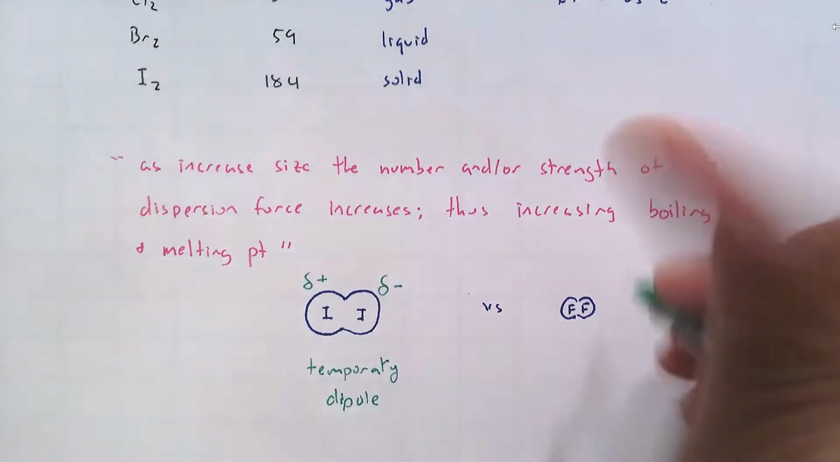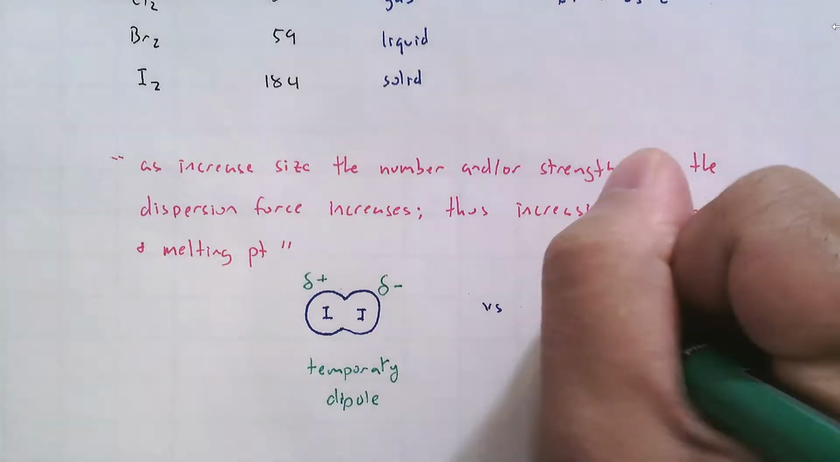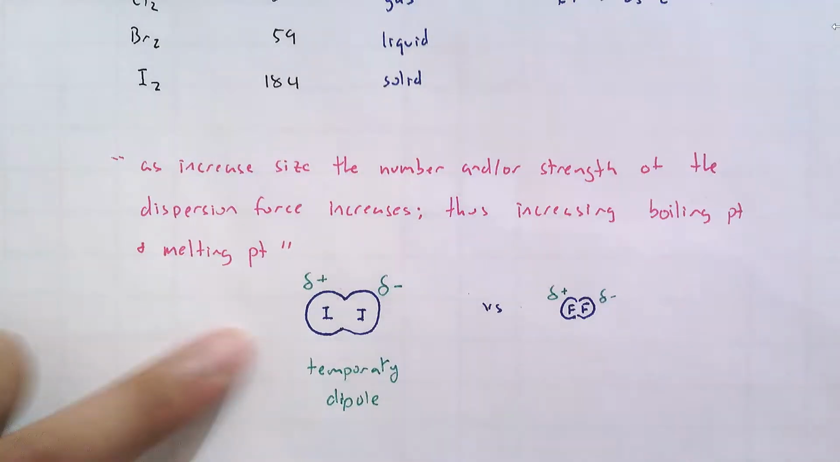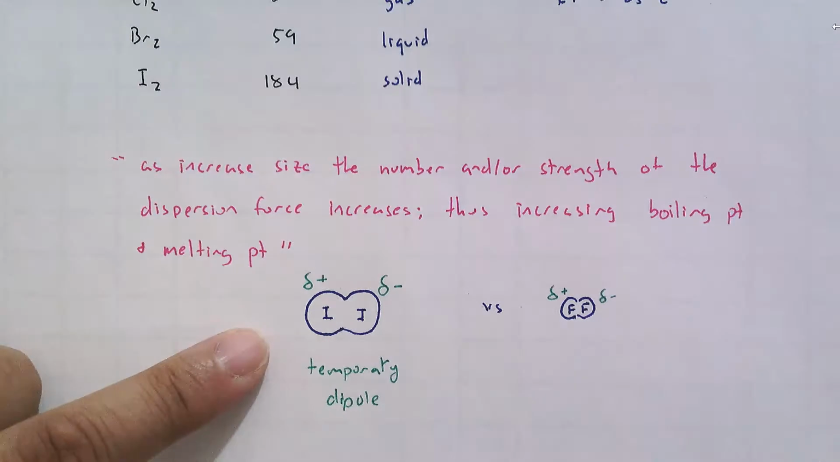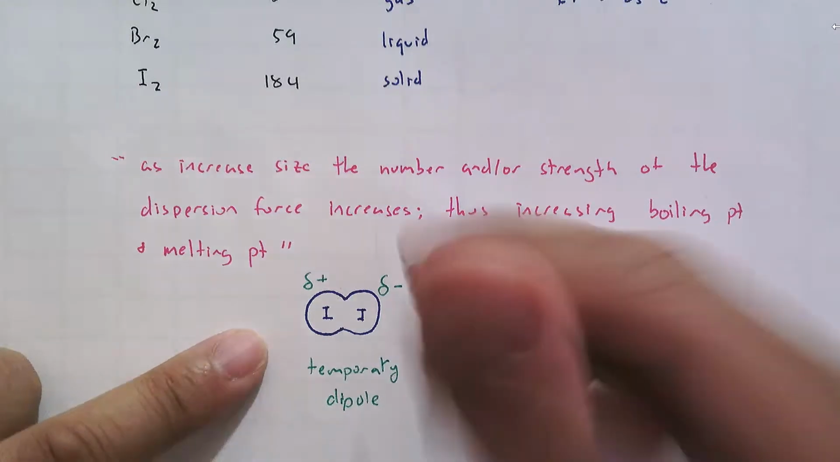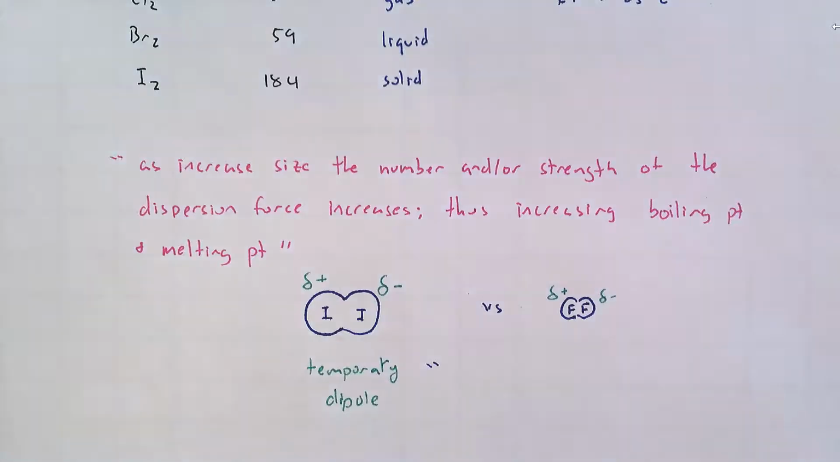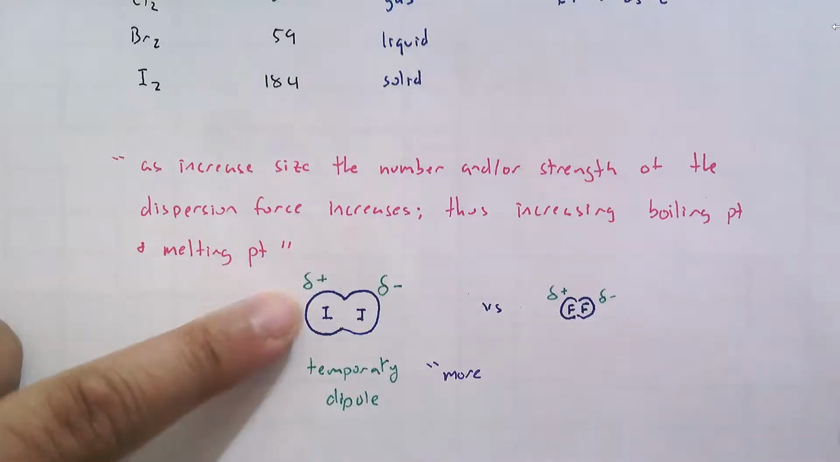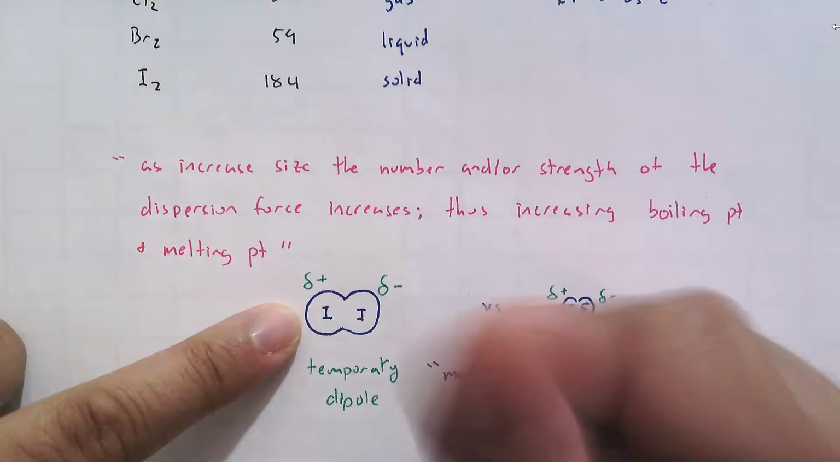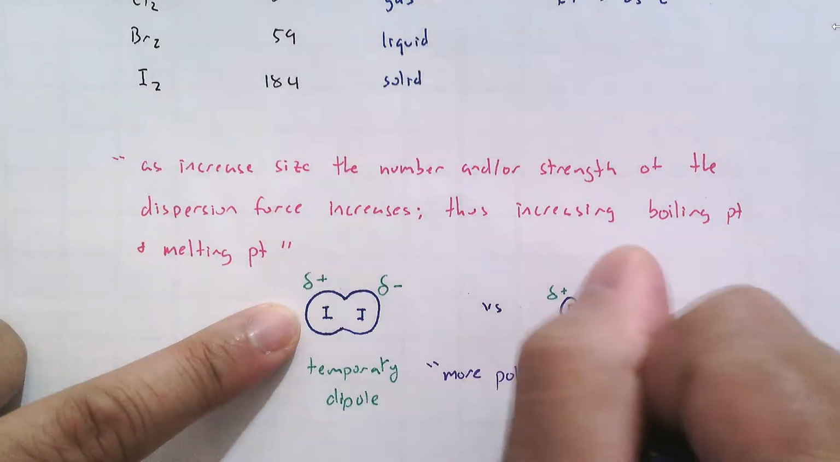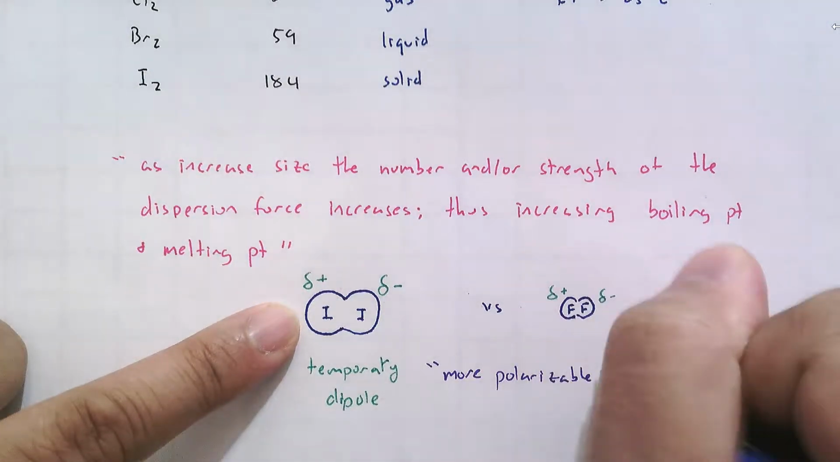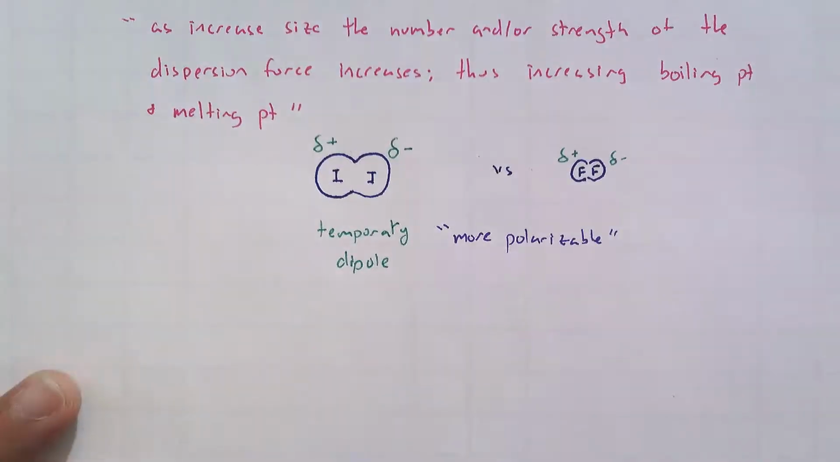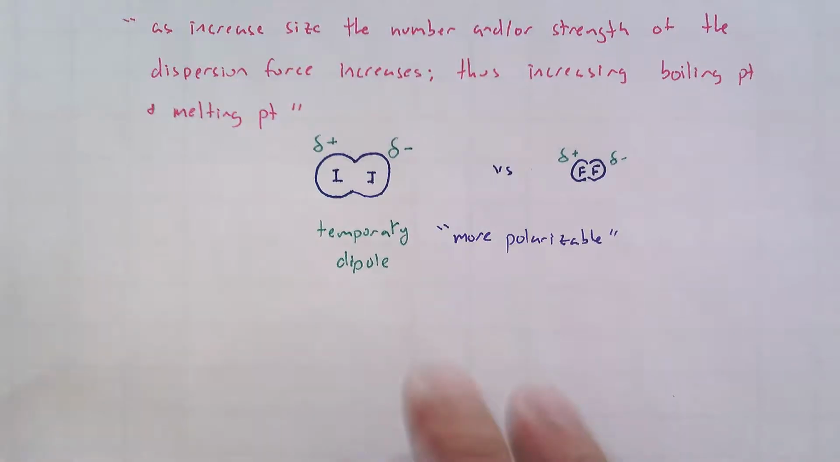Okay. And these are much smaller. Another way you could say is that the bigger the molecule, the more polarizable. More chances that you can have a temporary dipole. Let's see. Do I want to do any other example? No, I think I'm good with this.